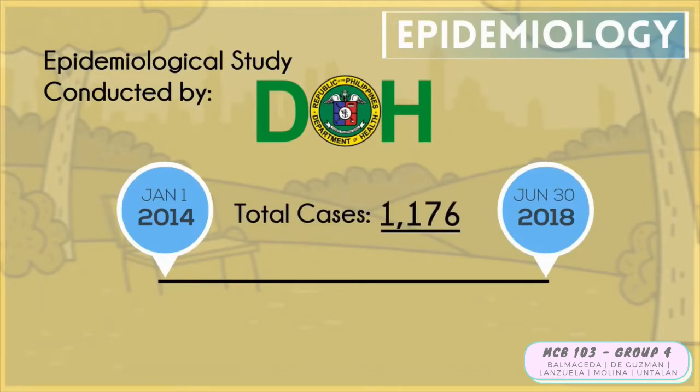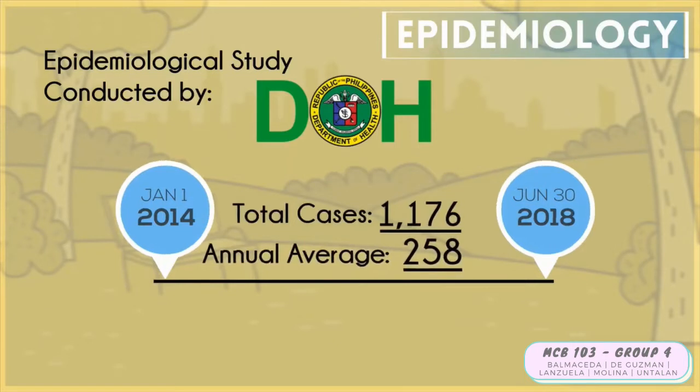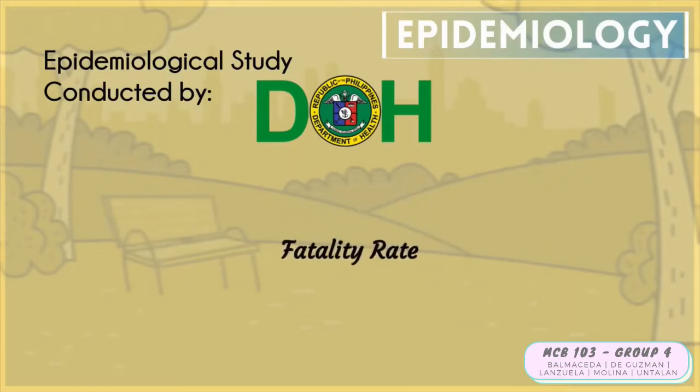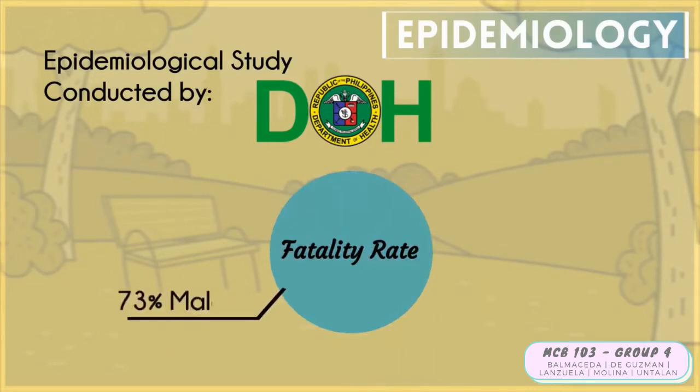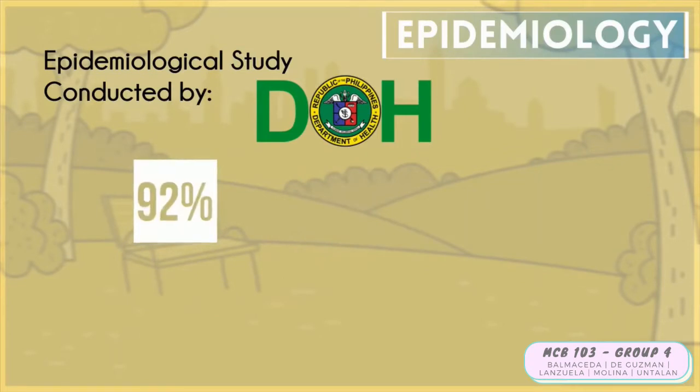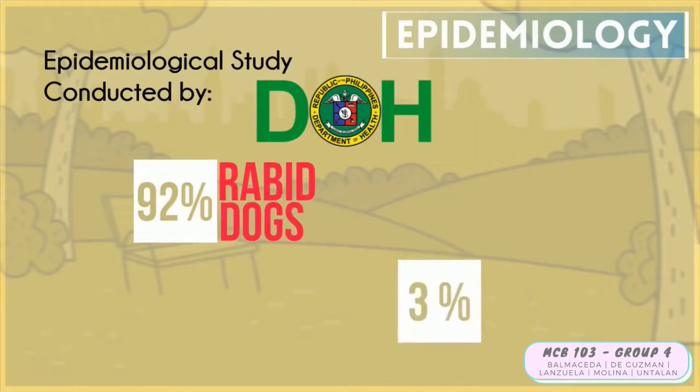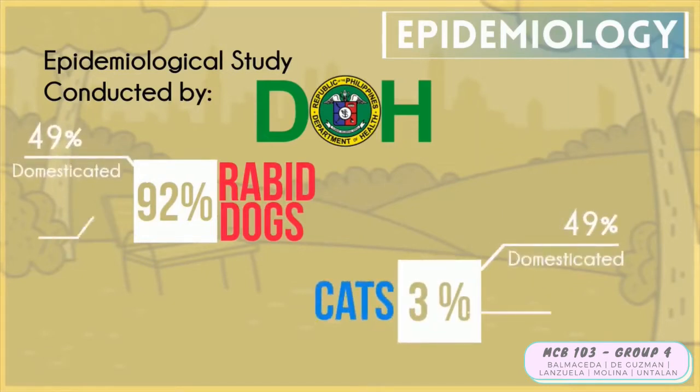1,176 total cases were reported with an average of 258 cases annually, having a fatality rate of almost 100%. From this population, 73% were males with ages ranging from 3 years old to 87 years old. 92% of the cases surveyed were due to suspected rabid dogs, followed by cats amounting to 3%, where 49% were domesticated and 38% were stray animals.